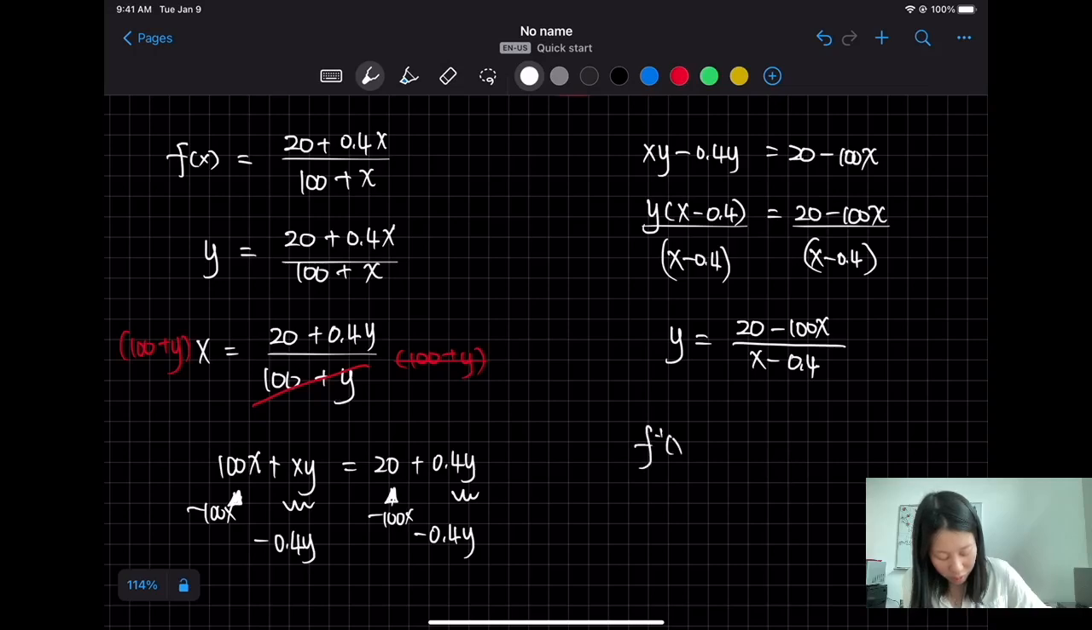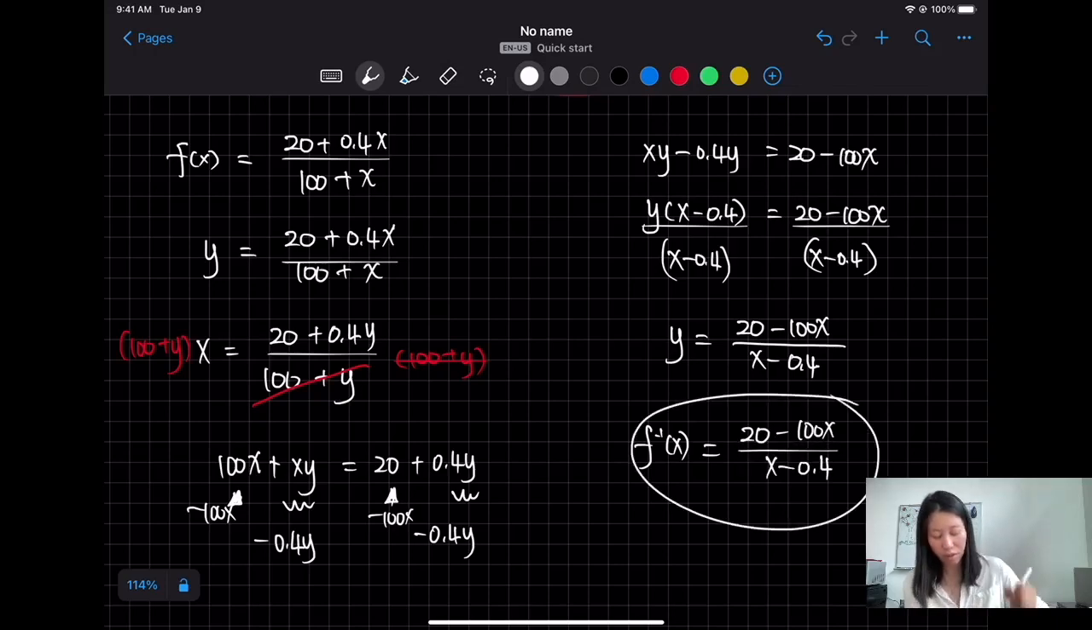And the last step, don't forget about that, you want to write f inverse of x in place of y. So that would be our inverse function. So that's it for the inverse function of rational functions.